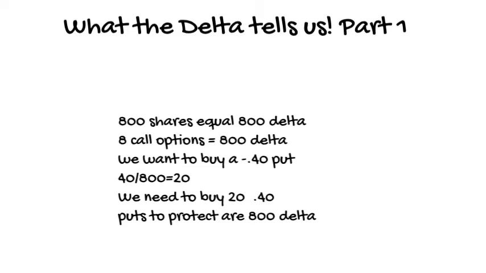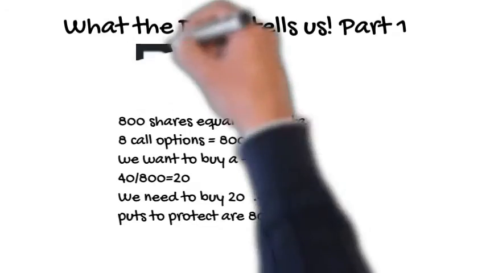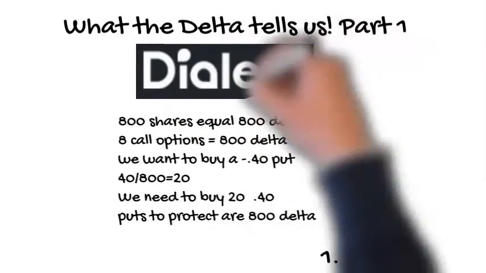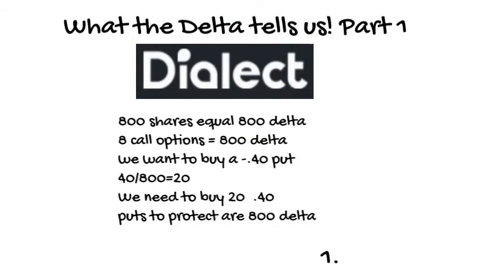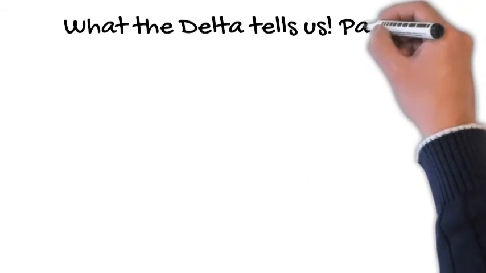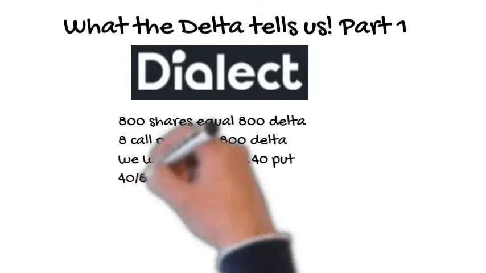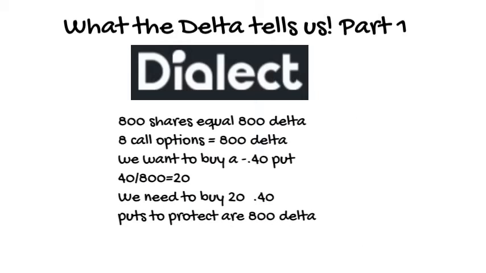Now, don't get this confused. 1 share equals 1 delta. Thus, one option contract has a maximum of 100 delta. From the 800 shares of stock, we will look at, for instance, a 40 delta put. The 800 long delta position from the stock divided by the 40 delta of the puts will equal 20. That is how we know we need to buy 20.